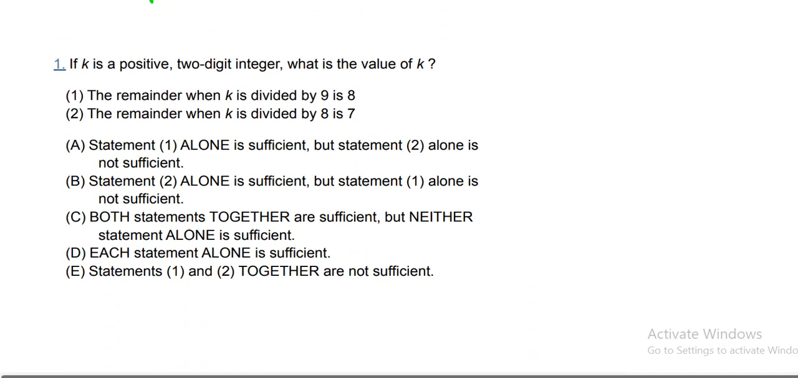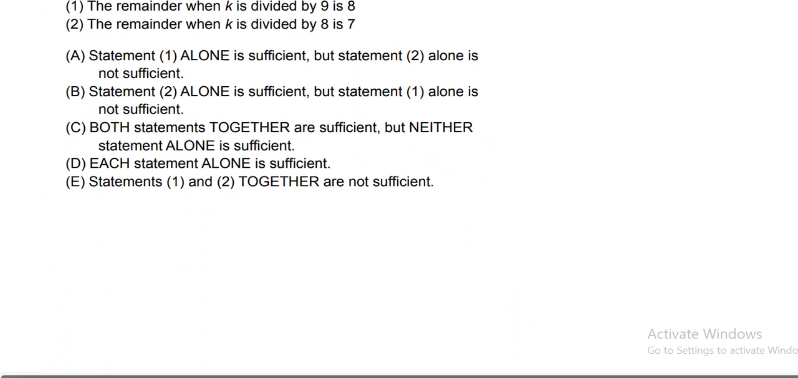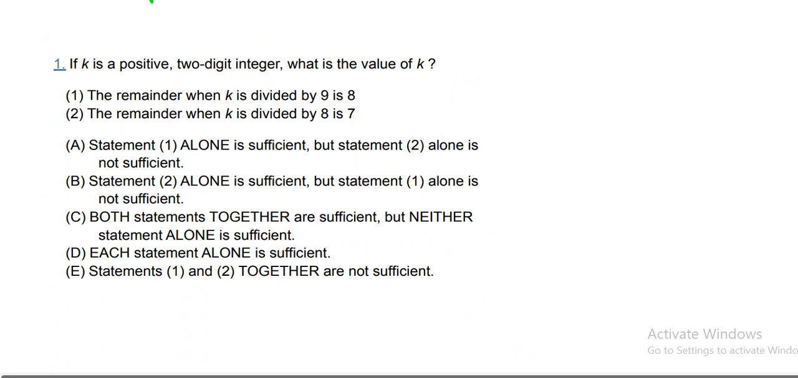What does question number 1 say? If k is a positive 2-digit integer, what will be the value of k? There are two statements. Statement 1: the remainder when k is divided by 9 is 8. Statement 2: the remainder when k is divided by 8 is 7. Is the data sufficient? There are some options: statement 1 alone sufficient but statement 2 alone not sufficient, statement 2 alone sufficient.